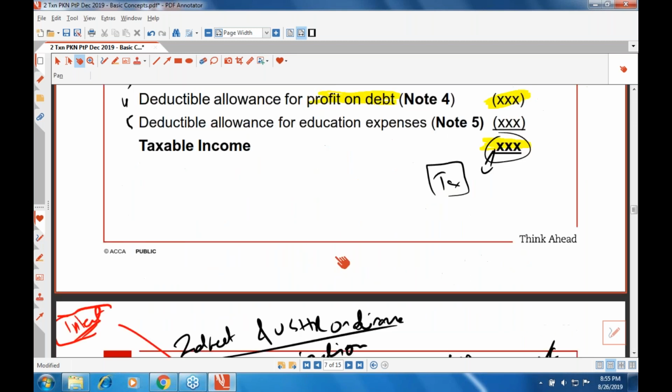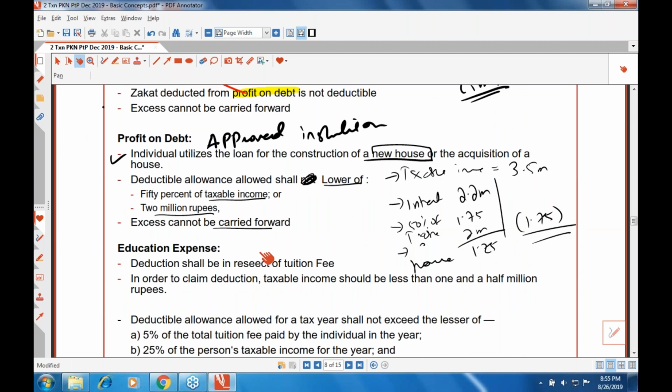The example that I've given is that there is a limit to what you can claim, and the limit is the lower of 50% of the taxable income or 2 million rupees. Is everybody okay till now? So I took this example where taxable income is 3.5 million. The interest that I have paid is 2.2 million, whereas 50% of taxable income is 1.75 million, against the 2 million limit. Whichever is the lower amount, that's 1.75. So I can claim a deduction of 1.75.